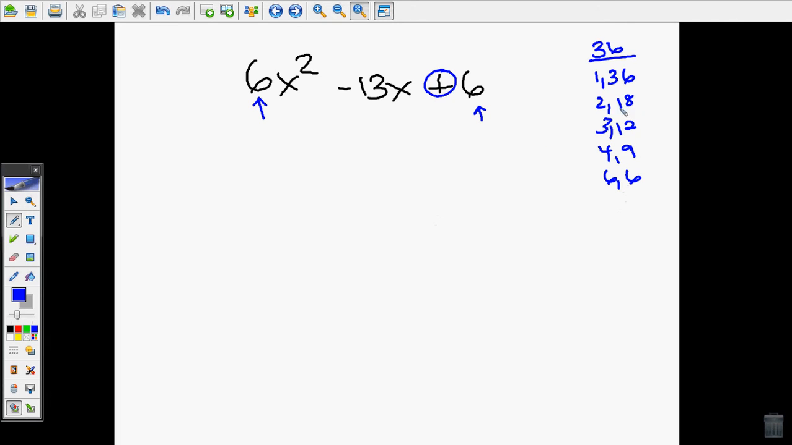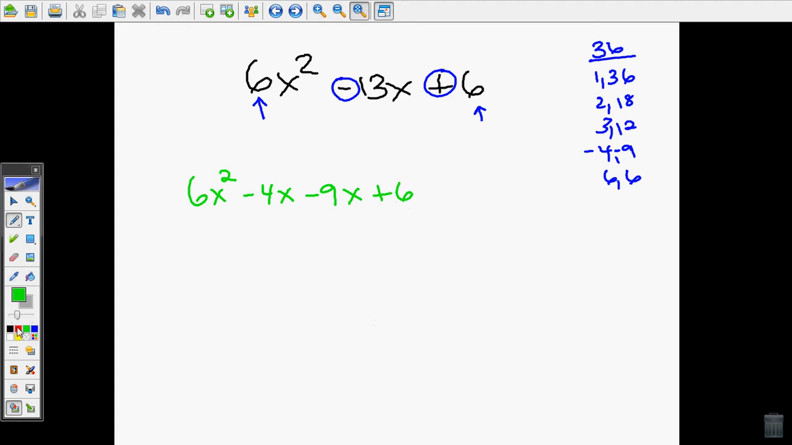What I want to get here is that my sign is positive, so both of these numbers are going to have the same sign. But I also notice that the middle number is negative, so it's going to be minus, minus. Minus 4 minus 9 gives me the negative 13 there. So I'm going to write this out. Your first and last term stay the same, so the 6x squared and the 6 stay the same. So I get 6x squared minus 4x minus 9x plus 6.